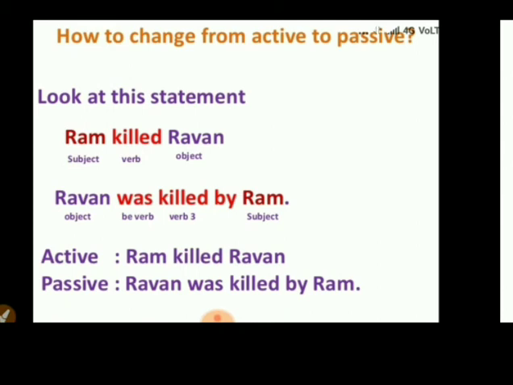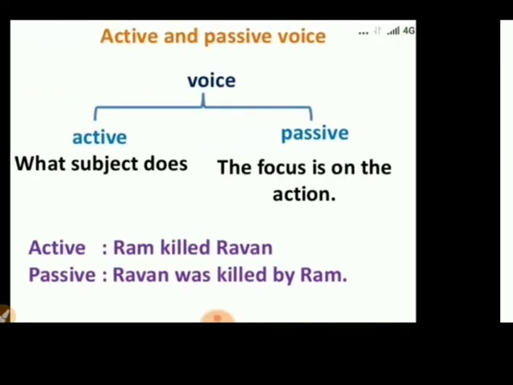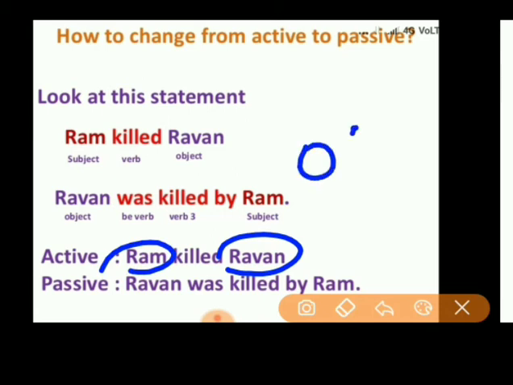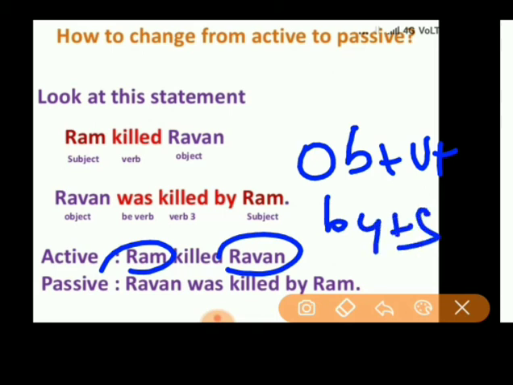Now, how to change from active to passive? Look at these statements. Ram killed Ravan. Ram is the subject, killed is the verb, and Ravan is the object. So, Ravan was killed by Ram. This Ravan is the object and Ram is the subject. So, the object comes first, then we have the verb, and then by, and the subject comes at the last.